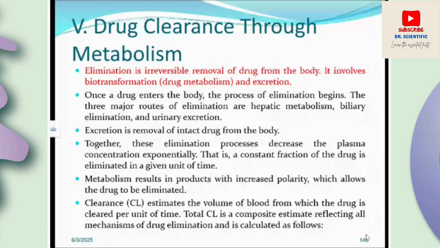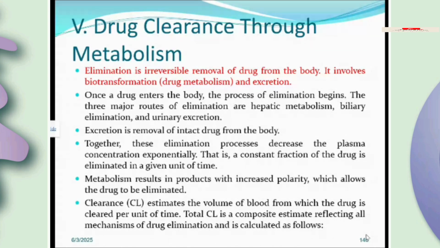So elimination is an irreversible removal of drug from the body. It involves biotransformation, that is drug metabolism and excretion. Once a drug enters the body, the process of elimination begins. The three major routes of elimination are hepatic metabolism, the biliary elimination, and urinary excretion. Excretion is removal of intact drug from the body. Together, these elimination processes decrease plasma concentration exponentially. That is, a constant fraction of the drug is eliminated in a given unit of time.